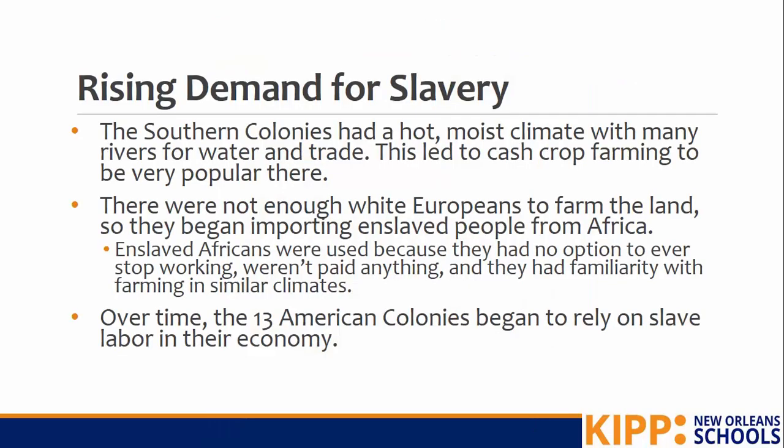So during this time, there's a rising demand for slavery. We know that the southern colonies had a hot, moist, rainy climate, and it had many rivers for water and trade. This leads to cash crop farming being very popular in the southern colonies. There were not enough white Europeans to farm the land, so they began importing slaves from Africa. We know that enslaved Africans were used because they had no option to ever stop working. They weren't paid anything, and they had familiarity with farming in similar climates.